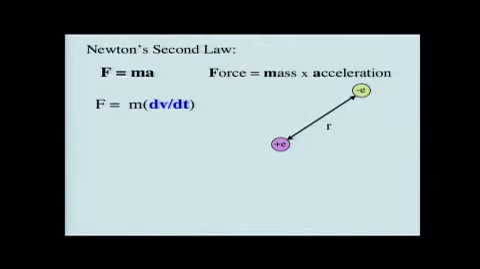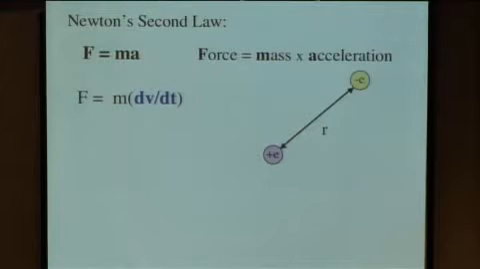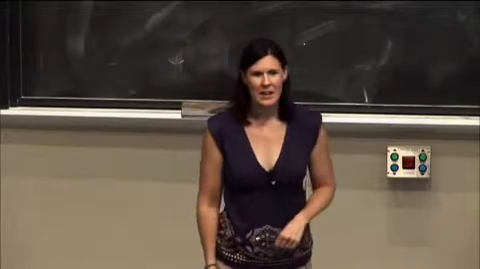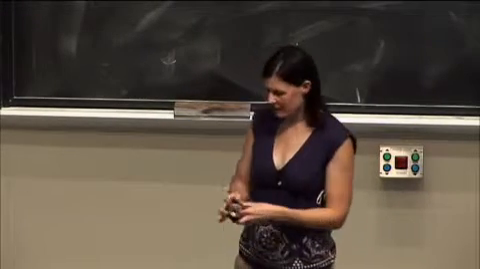So we can just take the first derivative and get ourselves to velocity. So force is equal to mass times dv/dt. But of course, we want to go all the way to distance, so we take the second derivative, and we have this equation for force here. And what we can do in order to bring the two equations together is to plug in the Coulomb force law right here.